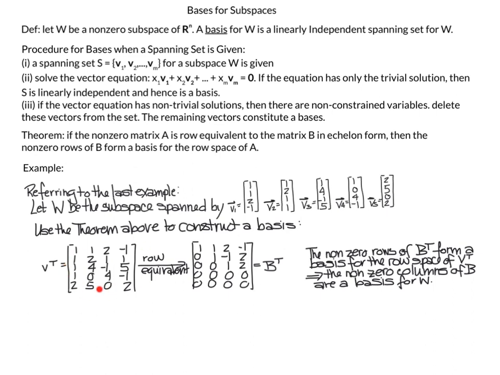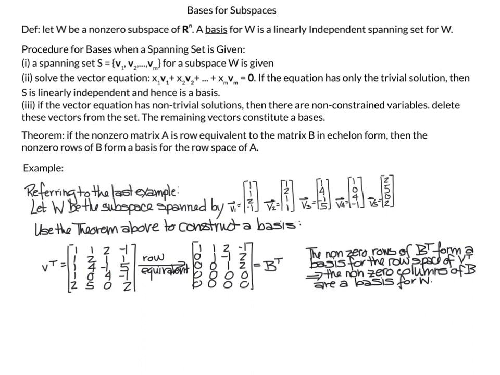We find that this matrix is row equivalent to the matrix 1, 1, 2, negative 1, 0, 1, negative 1, 2, 0, 0, 1, 2, and then zeros on the fourth row and zeros on the fifth. We're going to call this matrix B transpose. And what we want to note is the non-zero rows of B transpose, of which there are 3, form a basis for the row space of V transpose by this theorem.